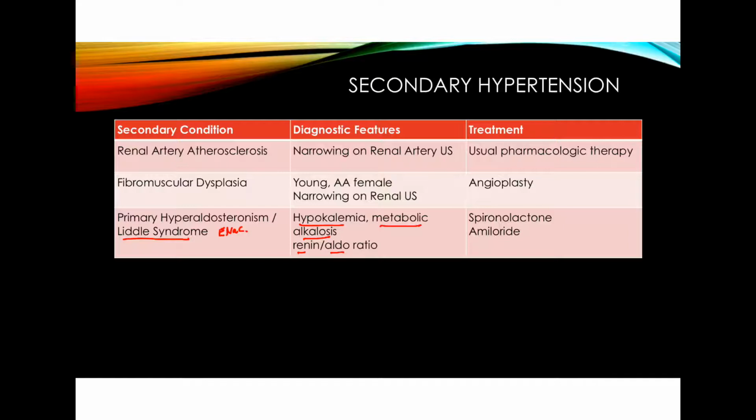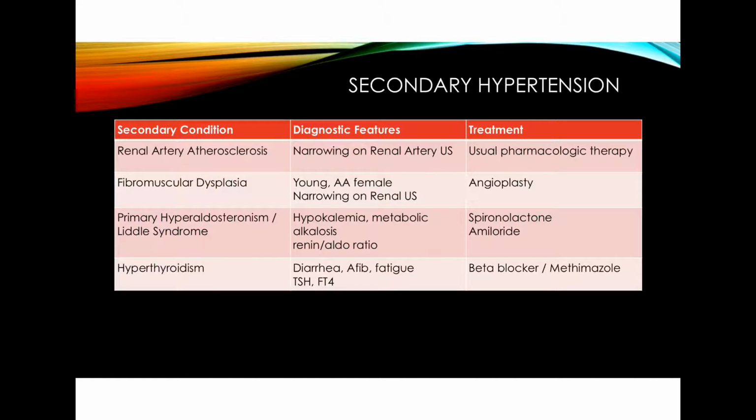In primary hyperaldosteronism, the renin will typically be low, while the aldosterone level will be high. In Liddle syndrome, both the renin and aldosterone will be low as a result of hyperactivity in the sodium channel that aldosterone in part acts on. The treatment for these conditions include potassium-sparing diuretics such as spironolactone and amiloride.